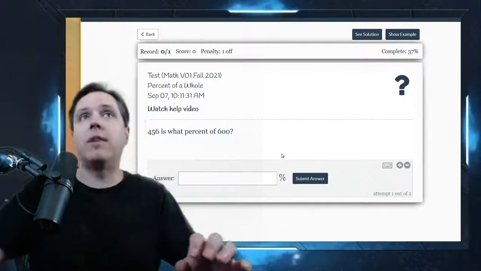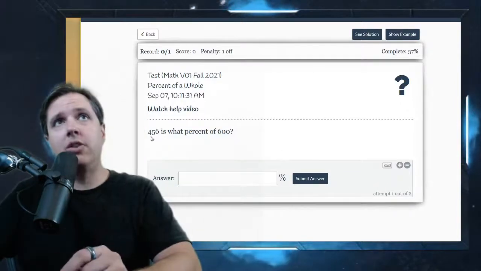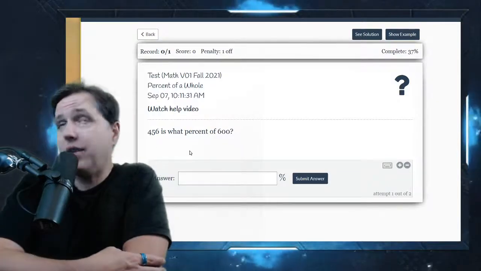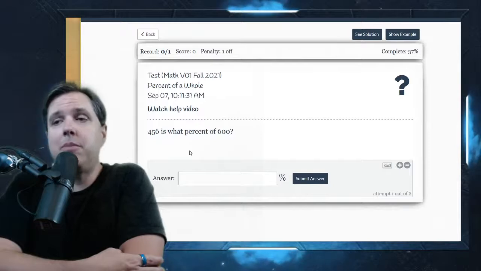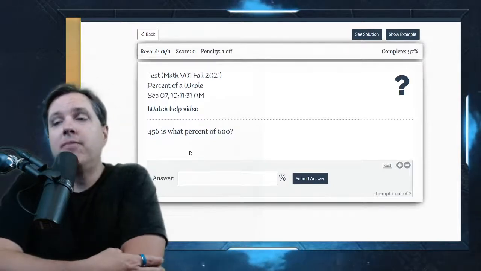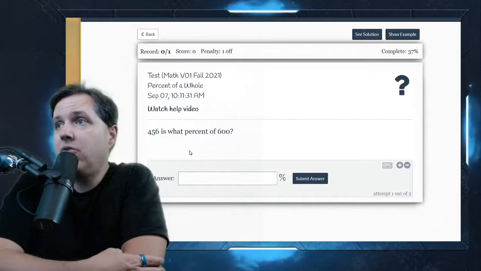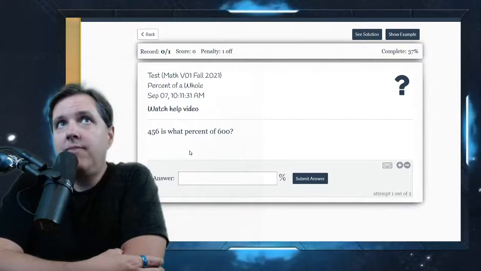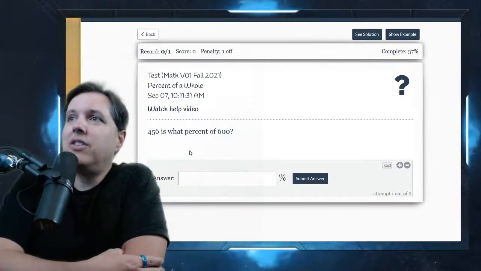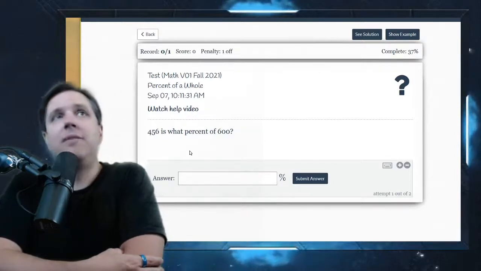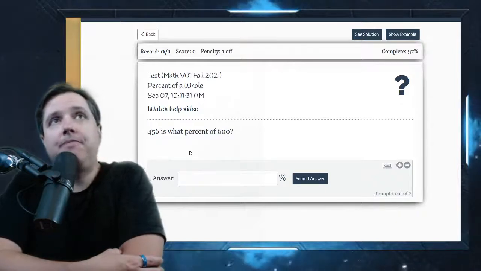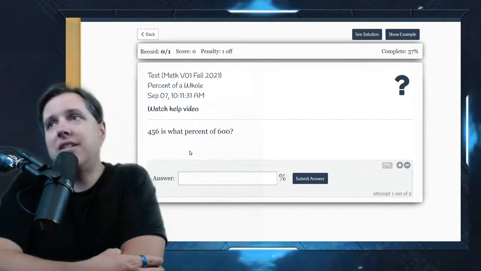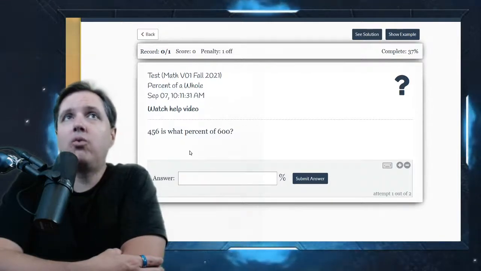Okay, so here's where we're going to use that amount equals base times percent. The only thing you have to figure out when you're doing this problem is which of those numbers is the base and which is the amount. Remember, the base is like the whole thing. Whatever you're talking about, the whole, that's going to be your base. The amount is the thing that is some percent of the base. So by looking at these two numbers, you want to ask yourself, is 456 the base or the amount? And is 600 the base or the amount? We need to know which one it is.